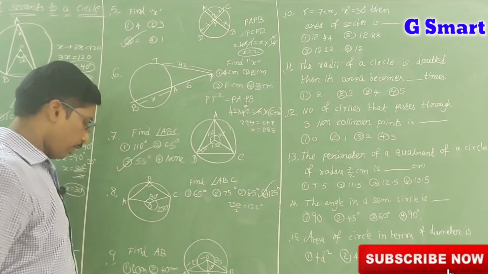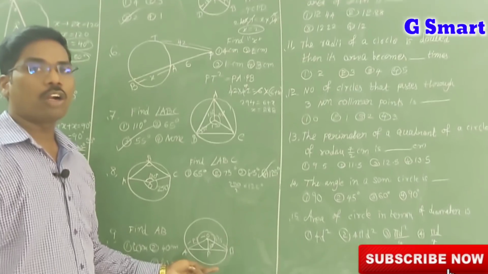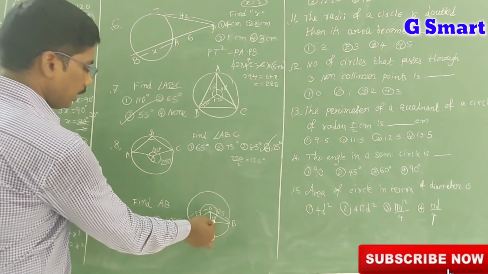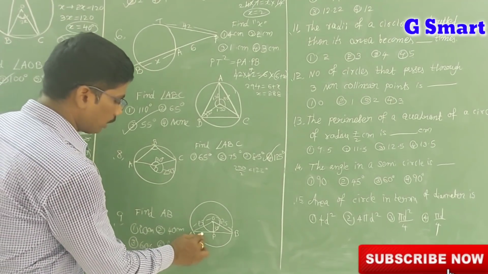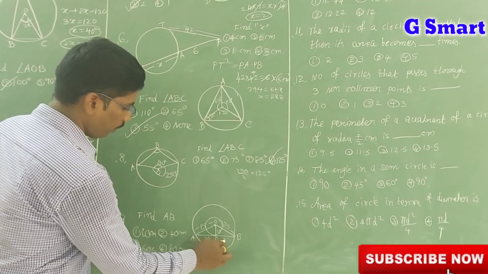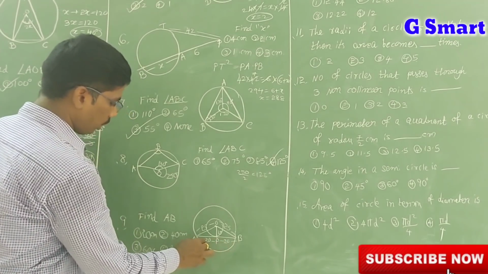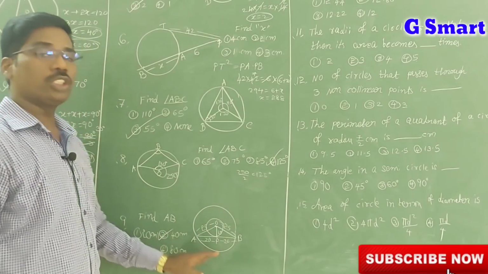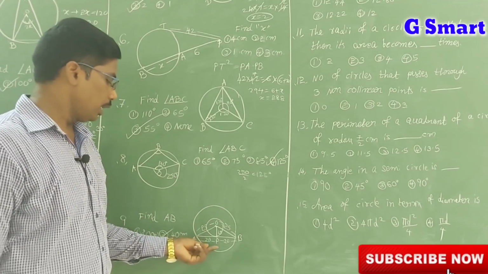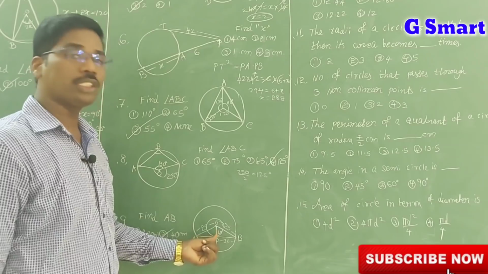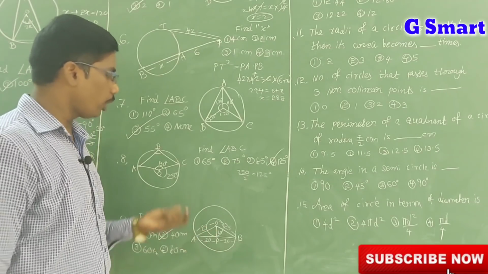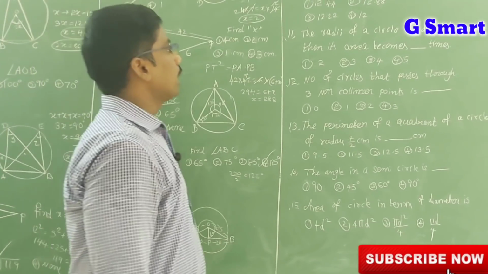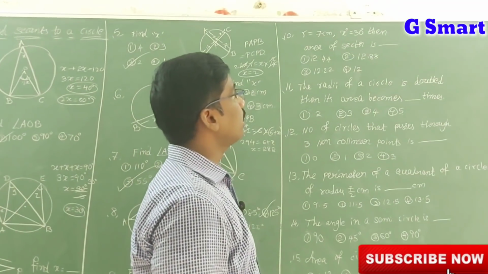Next, find the chord AB. See here, this is 15, this is 25. Using Pythagoras theorem, you get this is 20, here also 20. So 20 plus 20 that is 40, second option. This is 20 because 625 minus 225 is 400, root 400 is 20. 20 plus 20 is 40. Answer.